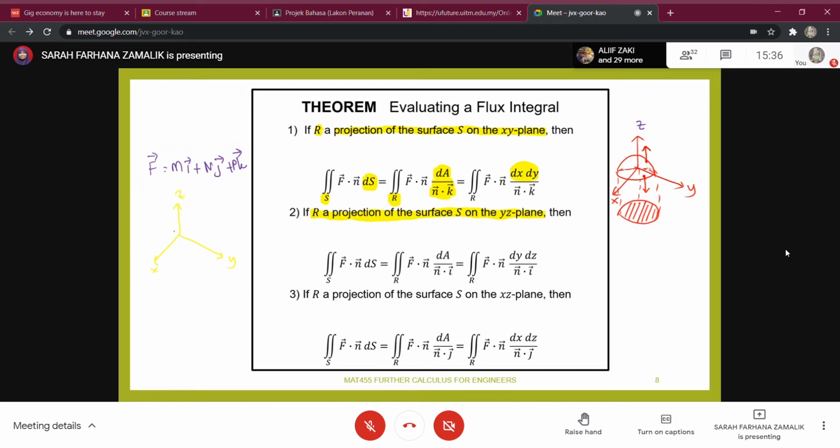For example, anywhere. Let's say a paraboloid, or any solid. Okay, so now this is your projection on the YZ plane. So that's why, for this one, it is the same. The surface integral flux of vector field F dot product with unit normal n dS equals to. Now look at your R here, the region is on the YZ plane. So that's why we have to dot it with i.